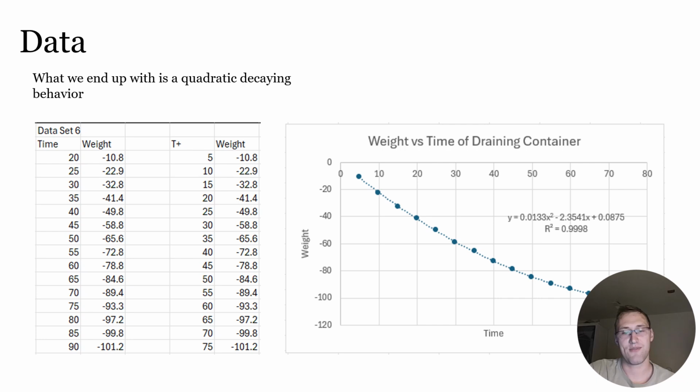But we ended up getting what we wanted here. This is a nice, pretty graph. I like the way this turned out. And this just resulted from me putting less water in the container to begin with. And this is a quadratic decaying behavior, and like I said, exactly what I was looking for.